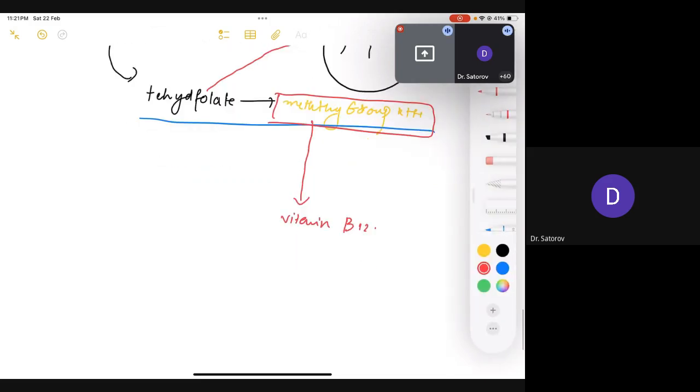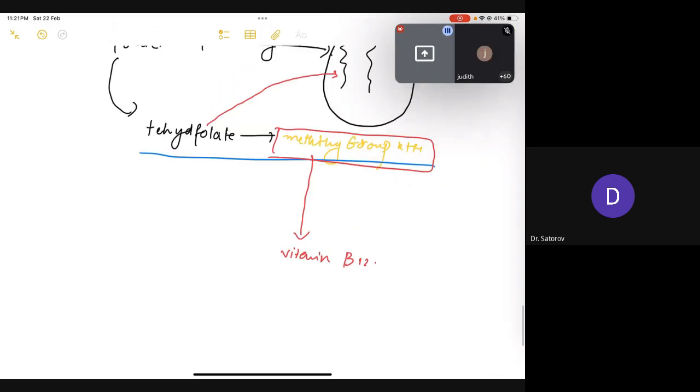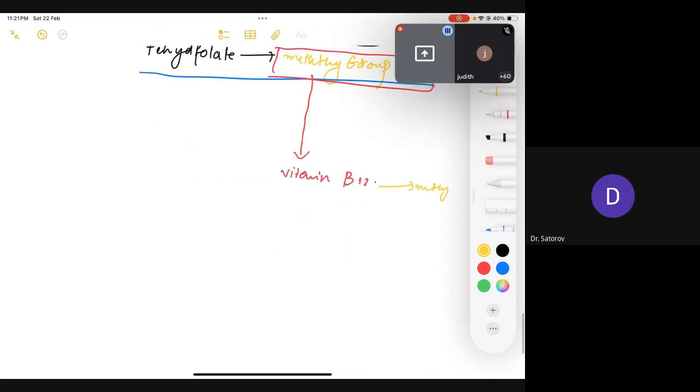Are you guys able to understand? Yes, sir. Okay, perfect. So, in order for the tetrahydrofolate to participate in DNA synthesis, it has to give this methyl group to B12. So now the methyl is attached to B12, and tetrahydrofolate can go and participate in the formation of DNA. So we also need B12 for the formation of DNA, right? Yes, sir.